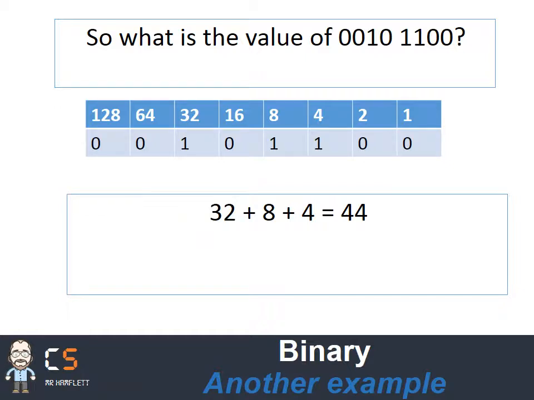So again, let's have another look at a number. So here's a binary number. Again, we write it out, and this time we've got 32, an 8, and a 4. So adding all those up, you get 44.